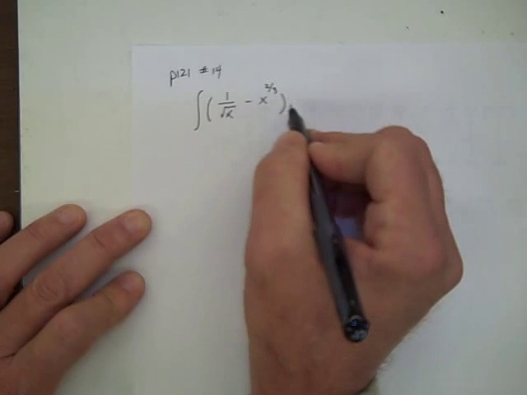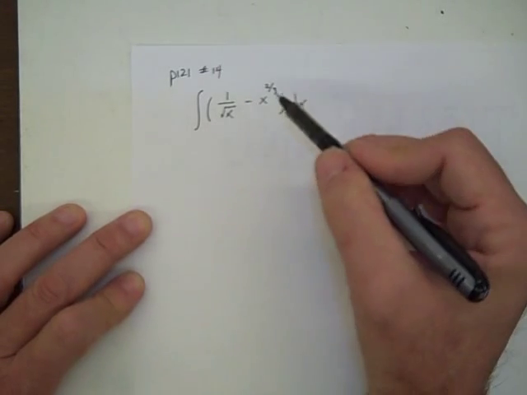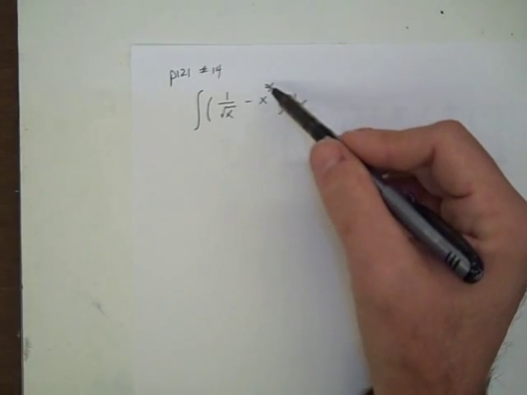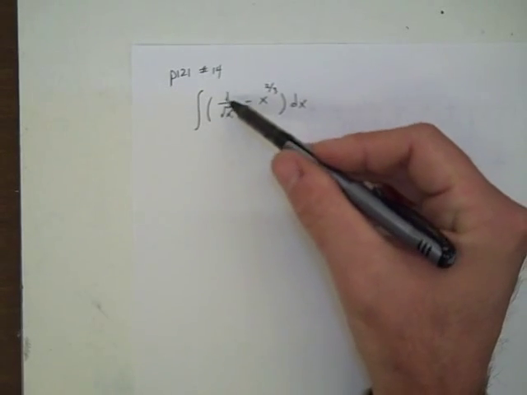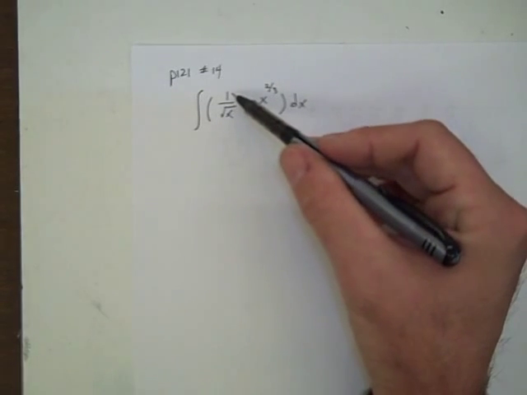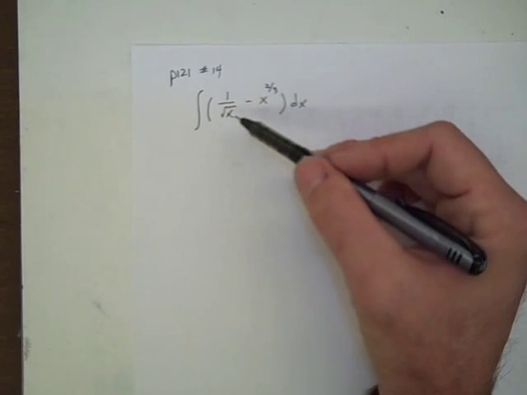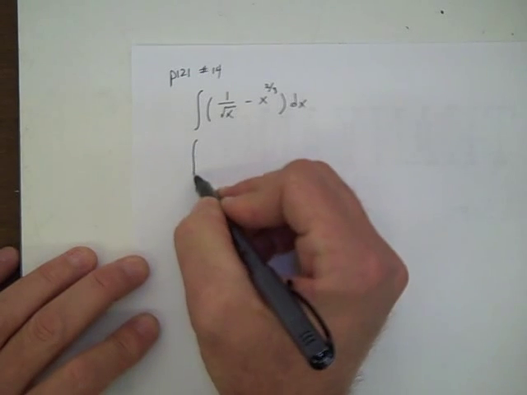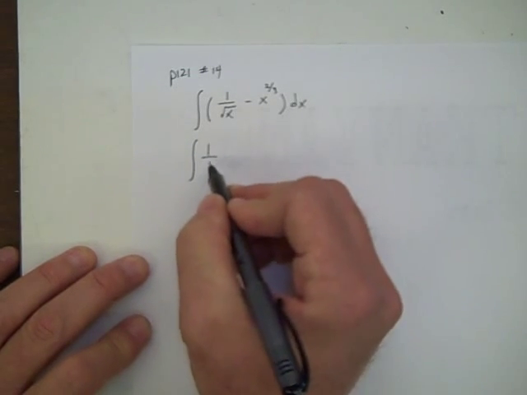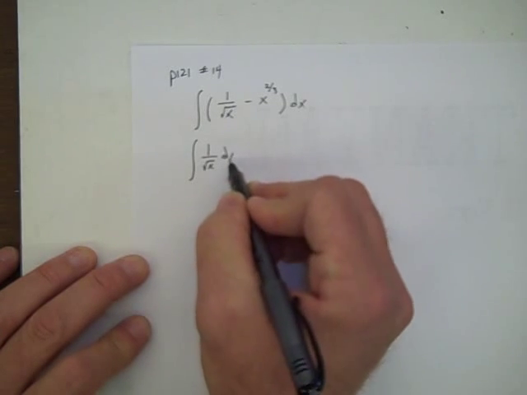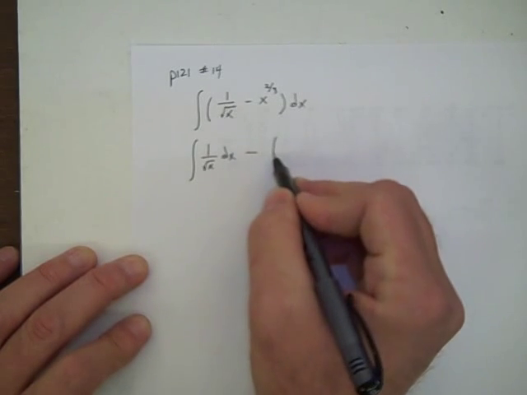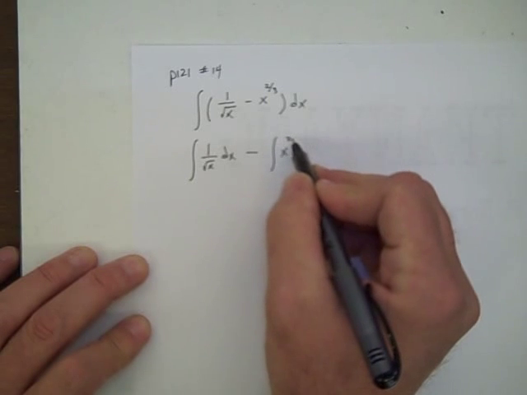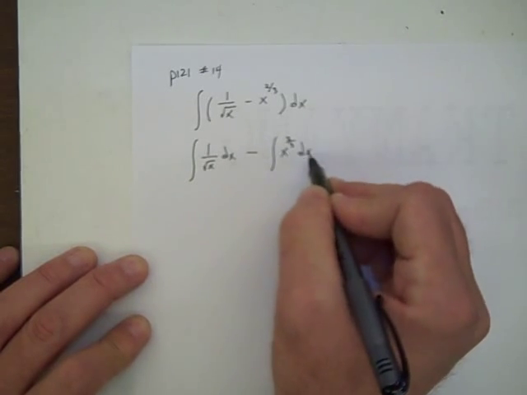I'm looking at this and I'm thinking, well, I don't think we'll have much trouble with this x to the 2/3. This will give us a little trouble. This is both a fraction and a radical. So let's just break this down into parts. First of all, let's separate this into 2 separate integrals so we can deal with them separately. The integral of 1 over the square root of x dx minus the integral of x to the 2/3 dx.